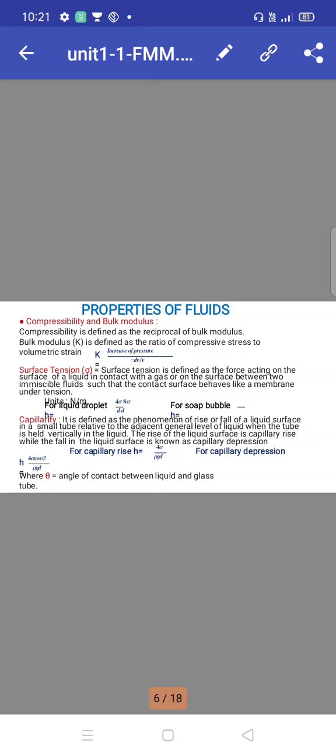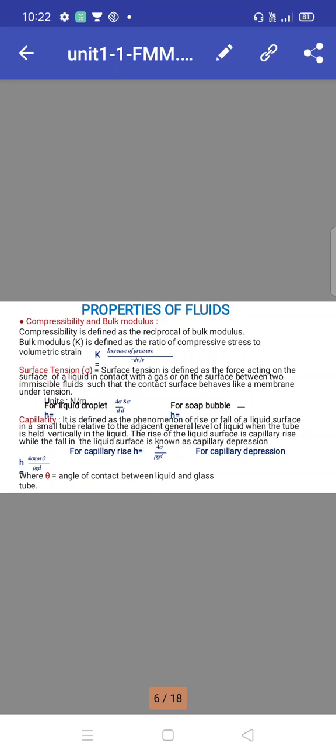Direct stress means it may be tensile stress or compressive stress, whatever it may be, depending upon the situation. Then surface tension, but before that we have to discuss the compressibility. In bulk modulus we have the term volumetric strain.